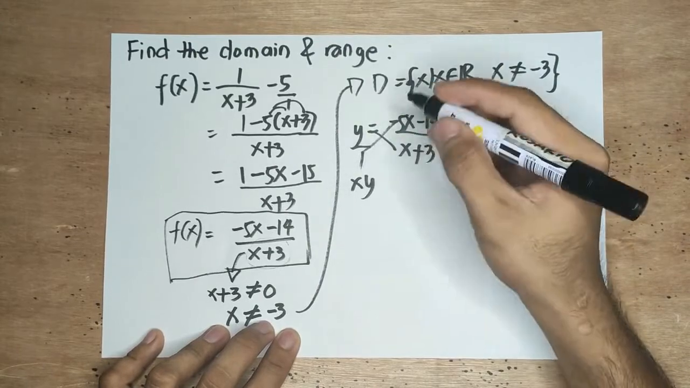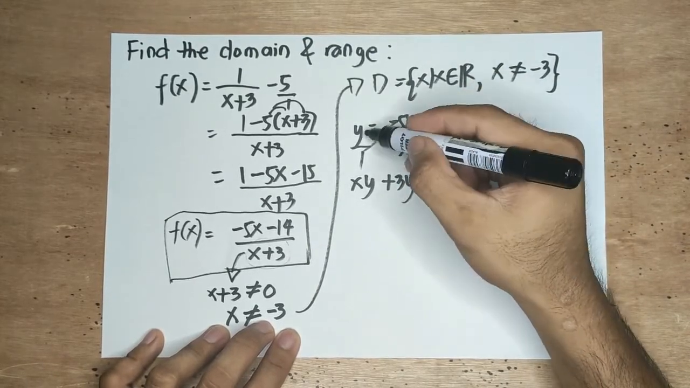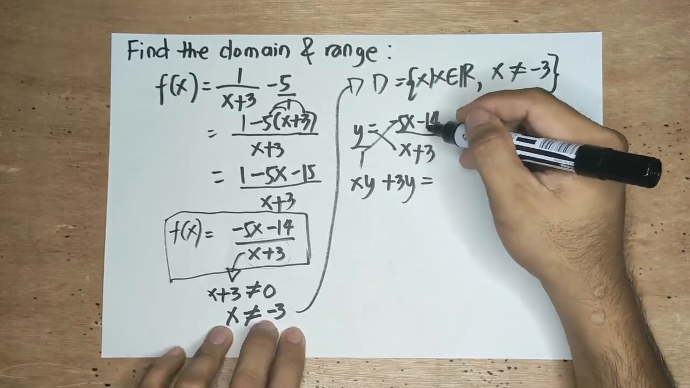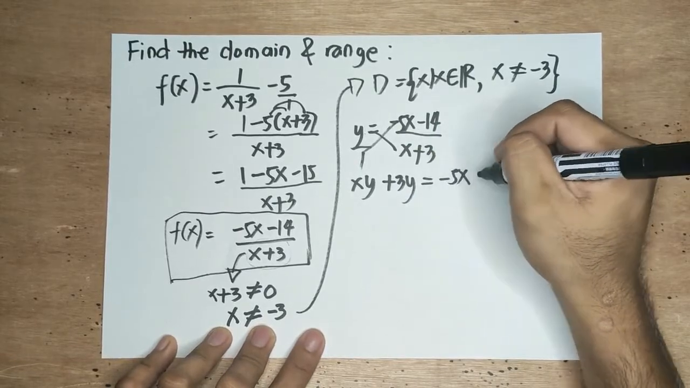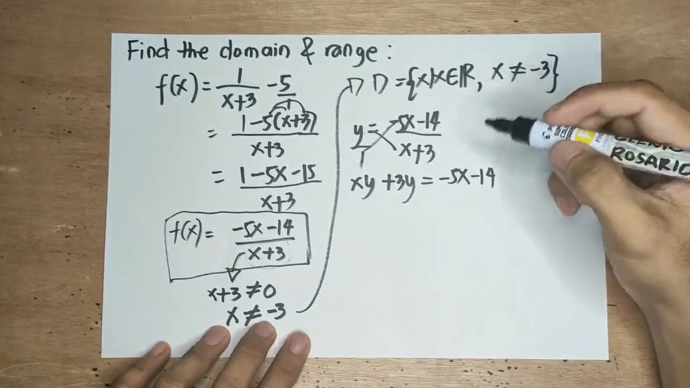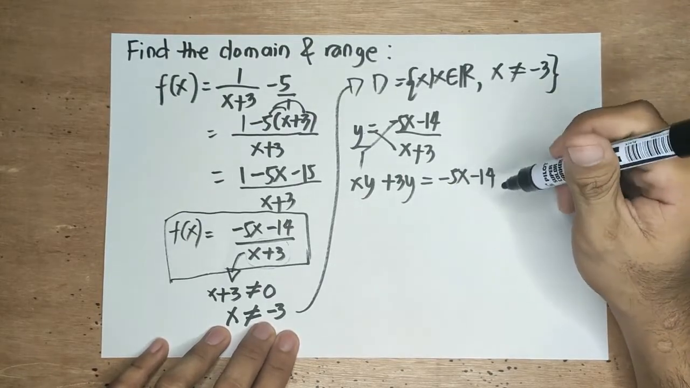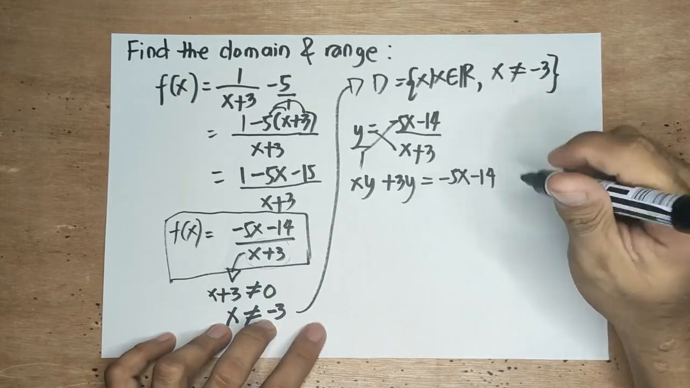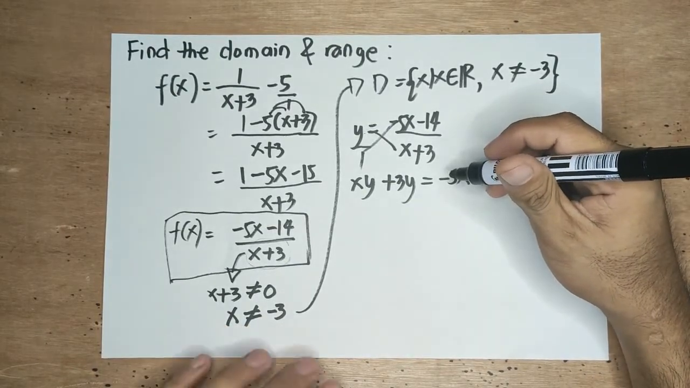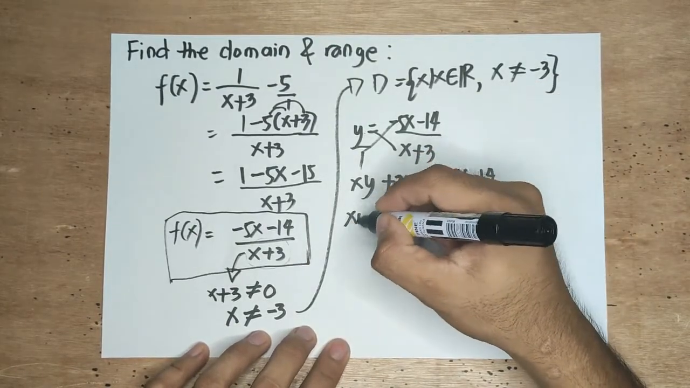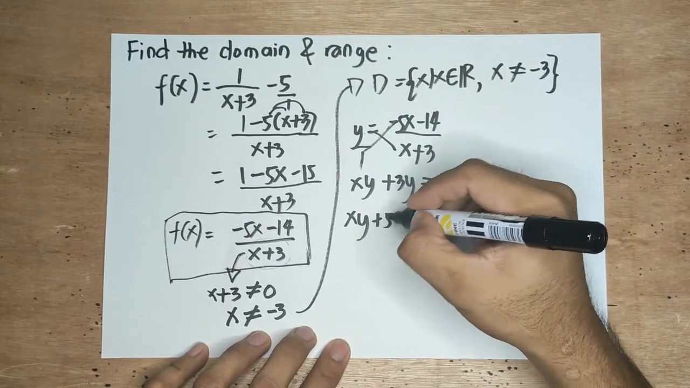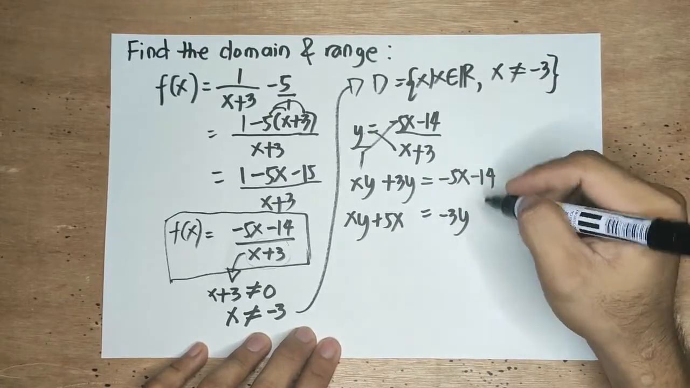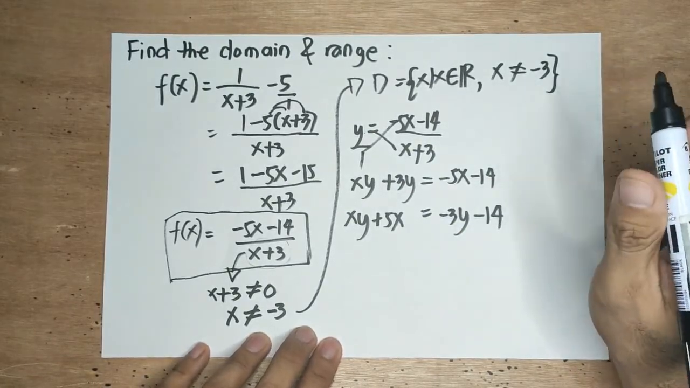We have xy plus 3y, so cross multiply, y times x is xy, y times 3 is 3y, is equal to negative 5x minus 14 times 1 is still negative 5x minus 14. So lahat ng may x nasa left, lahat ng mga walang x ay pupunta sa right. Okay, so it will be xy, from negative 5x it will be positive 5x, and then transposing 3y going to the right, we have negative 3y, and then we bring down negative 14.